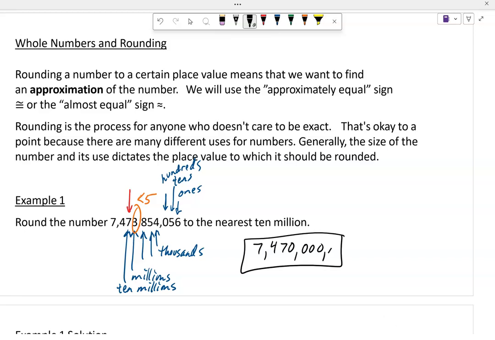Whoops, I'm missing 3 zeros. Sorry about that. 7,470,000,000. All right, so again, you find the position that you're rounding to. I look to the right. If it's 5 or more, I'm going to bump that number up. If it's less than 5, I leave it the same.